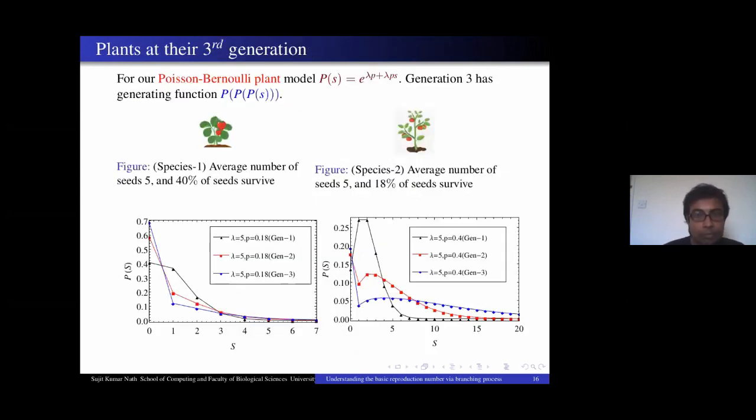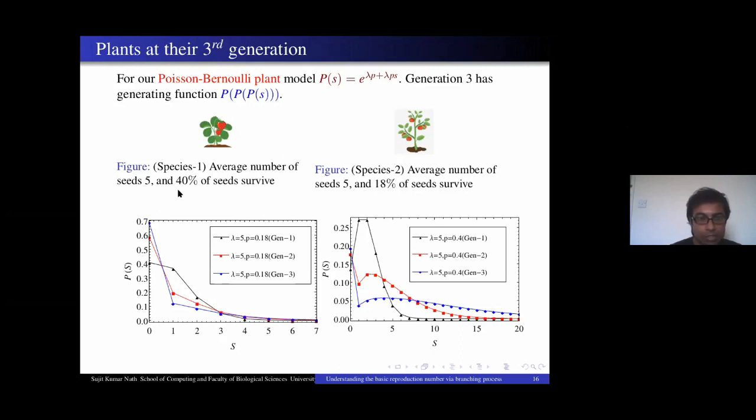Let me come back to the plant model again. I have called it the Poisson-Bernoulli plant because the number of seeds is produced as a Poisson distributed random variable, and each seed has a probability of survival that is Bernoulli. So for a single plant, the next generation has size with generating function ps of this form. We calculated it before. After the third generation, it is just the 3-times iterate of p, so p of p of ps. This is the generating function after the third generation.